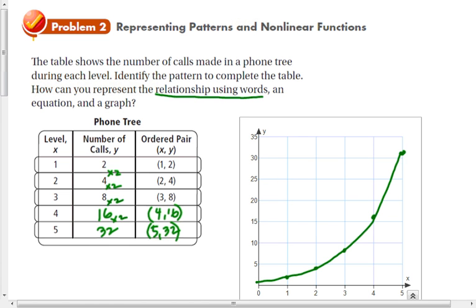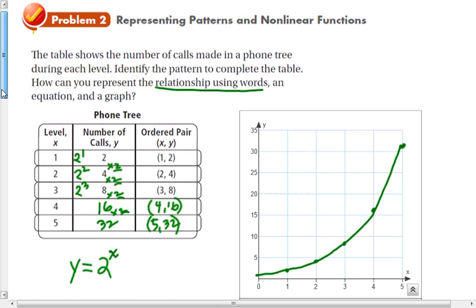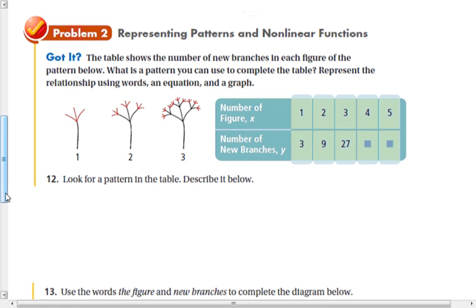The equation for this relationship, notice we keep multiplying by 2. When you repeatedly multiply by 2, that indicates an exponent with a base of 2. And this power will tell you how many times to multiply by 2. Now we just want to check to make sure, is 2 to the first equal to 2, 2 to the second equal to 4, 2 to the third equal to 8, and so on. And that is true, so there's our equation. All right, you try something like that here.